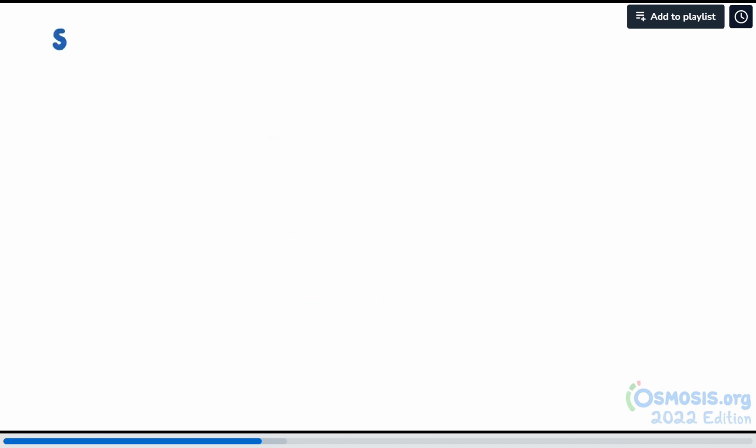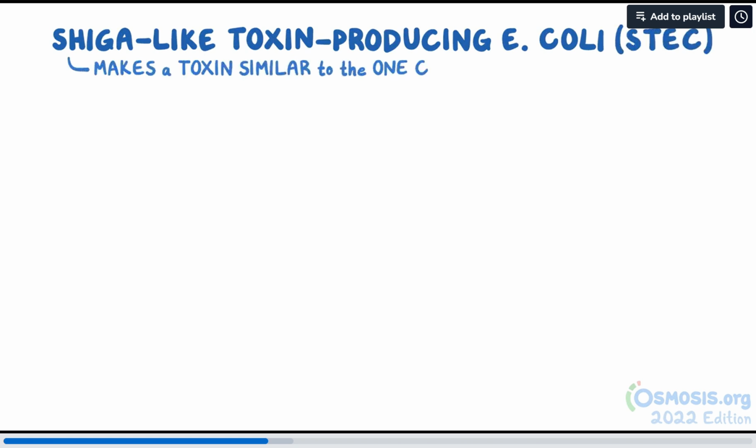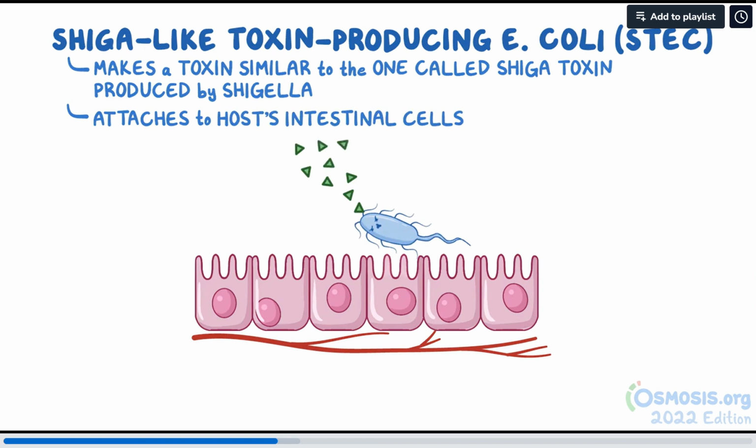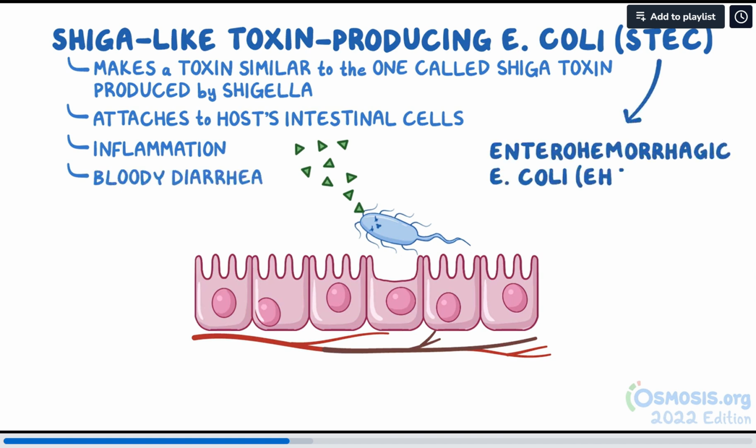So first, Shiga-like toxin-producing E. coli, or STEC, is called that because it makes a toxin similar to the one called Shiga toxin produced by Shigella. STEC attaches to the host's intestinal cells and then starts releasing toxins that cause injury to the intestinal epithelium and underlying blood vessels, resulting in inflammation. This makes fluid and blood leak into the intestinal lumen, resulting in bloody diarrhea. That's why some people refer to it as enterohemorrhagic E. coli, or EHEC.